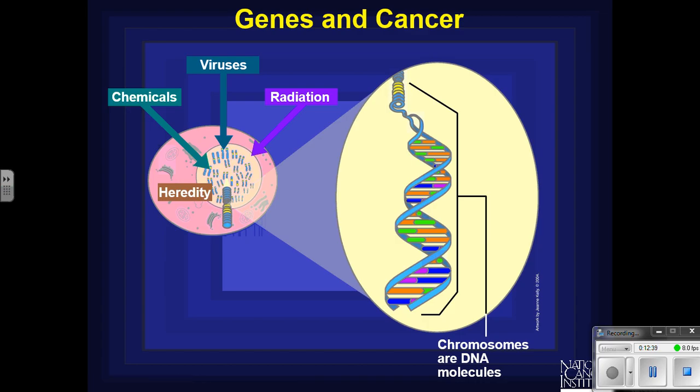And then we'll talk a little about genes in cancer. So, these are all environmental things. Chemicals, viruses, radiations, things that are in the environment, we may or may not be able to control those. Heredity is something you can't control. This is your genetics. This is what you're born with. And scientists are getting closer and closer to identifying more and more genes that predispose people to cancer.